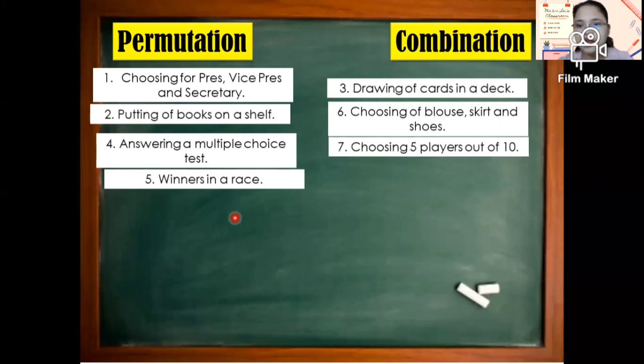Ayan, choosing 5 players is a combination. Kasi pipili ka lang naman. Wala namang sinabing choosing 5 players out of 10 based on their height. Diba? Wala namang ganun. Basta sinabi lang, pili lang tayo ng 5 players out of 10. So therefore, this 3 is an example of combination and this 4 is for permutation. Okay? Sana naintindihan mo. Next.